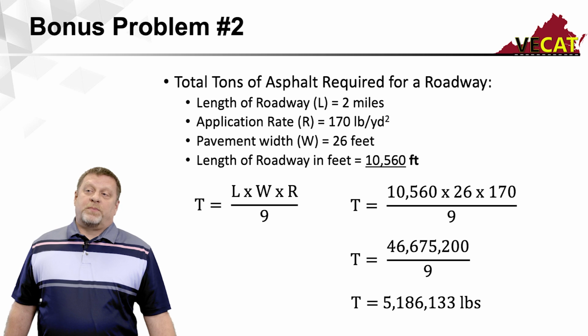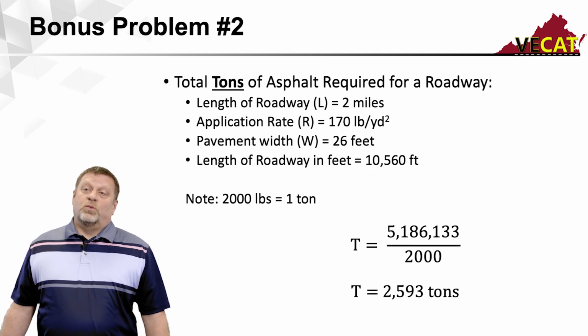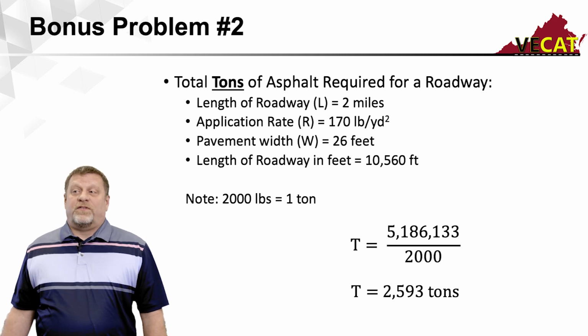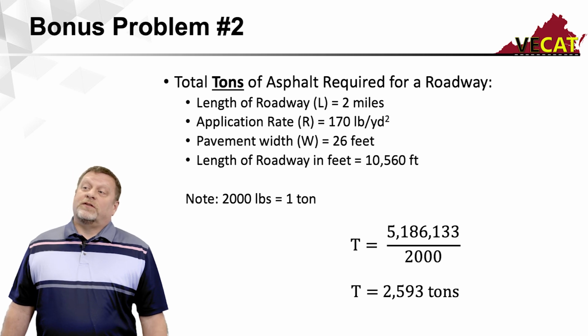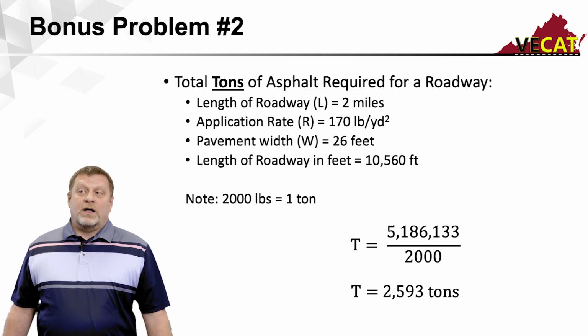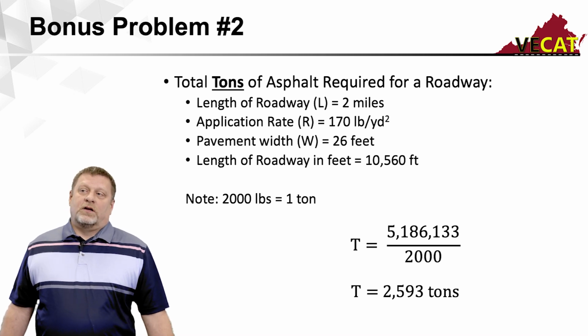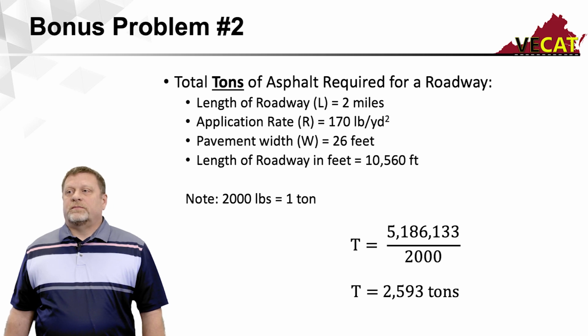How do I convert those pounds back to tons? Basically, I know that there's 2,000 pounds in 1 ton, so I take that number, 5,186,133, divided by the 2,000 pounds per ton, and that will tell me that this roadway at 26 feet wide, 2 miles long, with a 170 pounds per square yard application rate would take a minimum of 2,593 tons to pave. And so that's how you can convert back and forth between units.